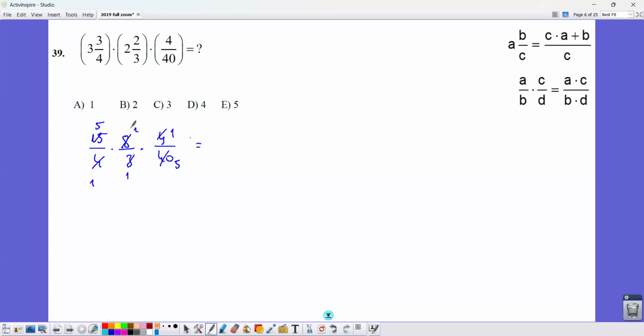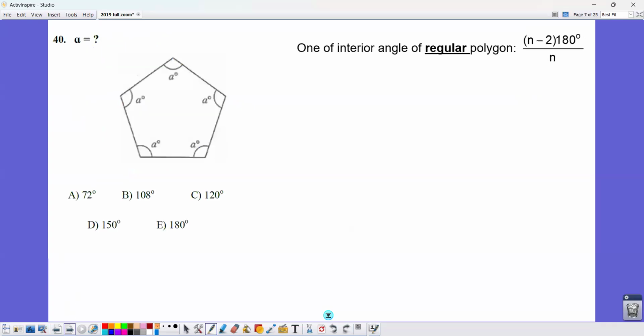Look what is left now. 5 times 1 times 1, which is 5, over 1 times 1 times 5, which is 5. 5 over 5, it's 1. So the result is 1. It will be better for you guys to learn this simplification method. It will make your work easier, not to lose too much time with the multiplications and divisions.